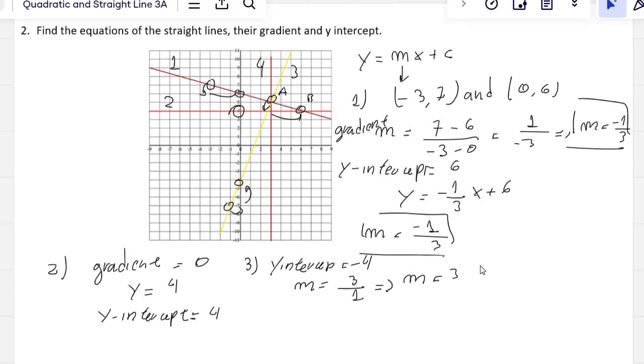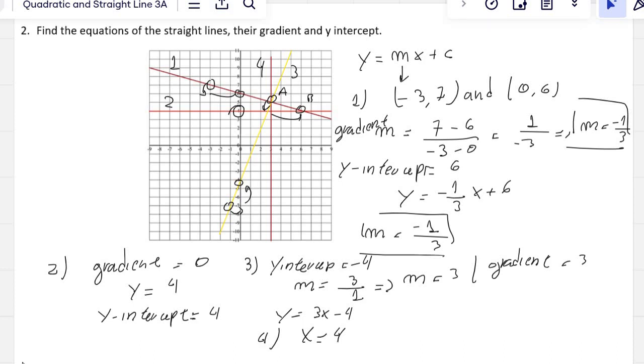Or as they write in the IG, they say gradient equals 3. So the equation is 3x minus 4. Okay, and the straight line number 4, since it's a vertical straight line, you express it as x equals, in this case, 4. Do we have a y-intercept? No. Do we have a gradient? No, we don't. Okay, and that is how you solve exercise number 2.